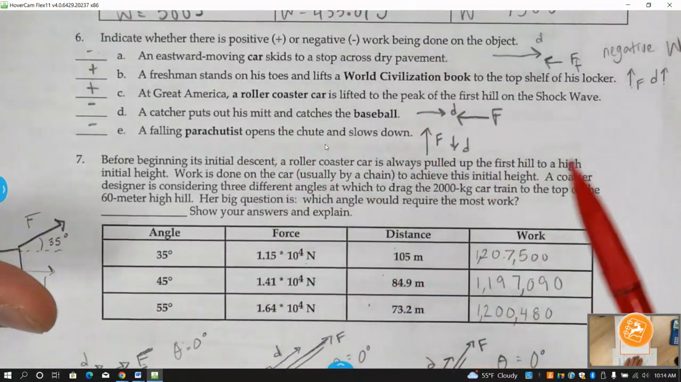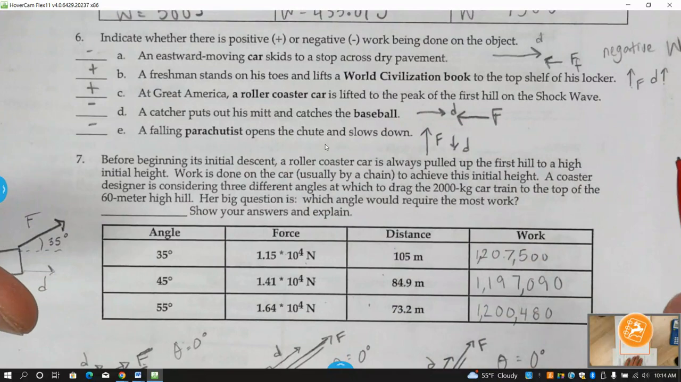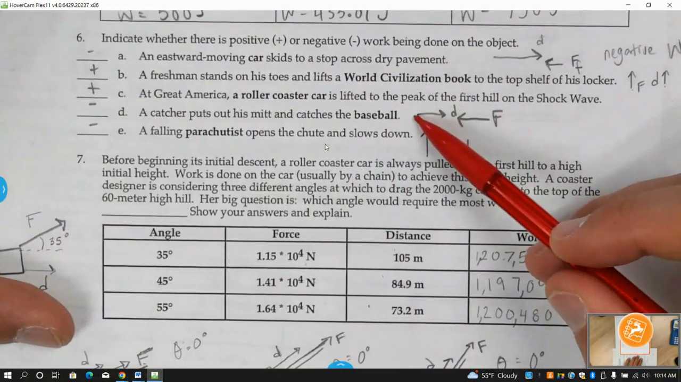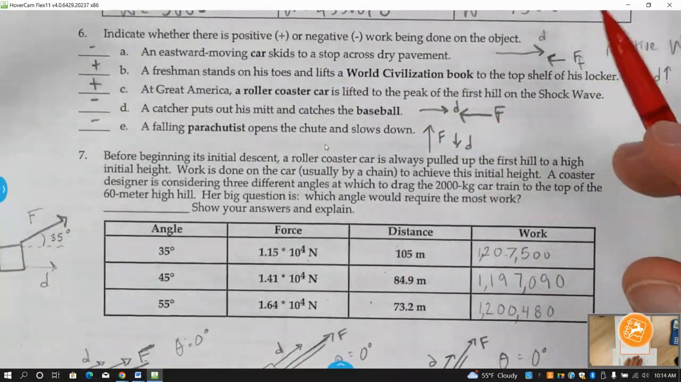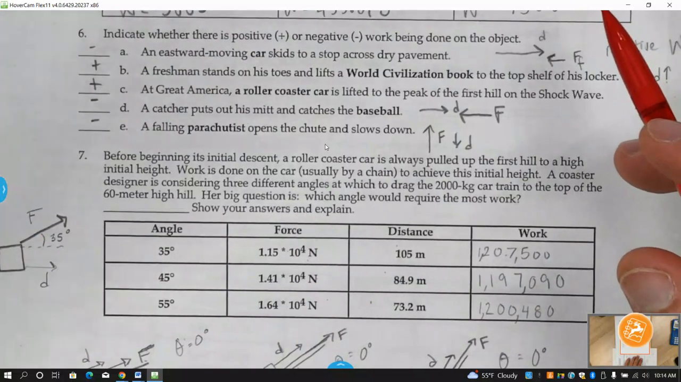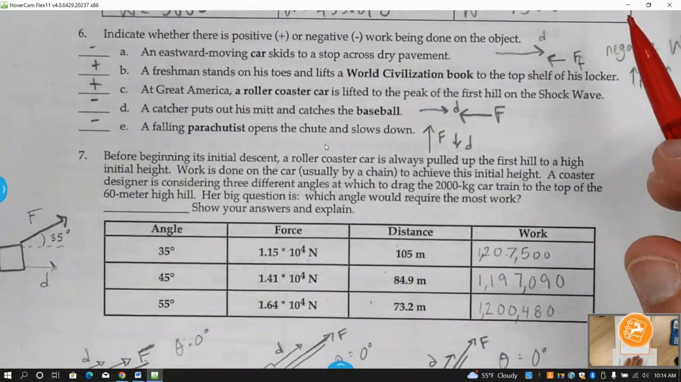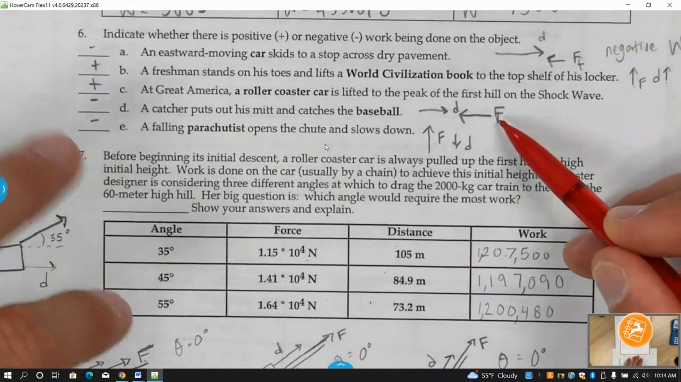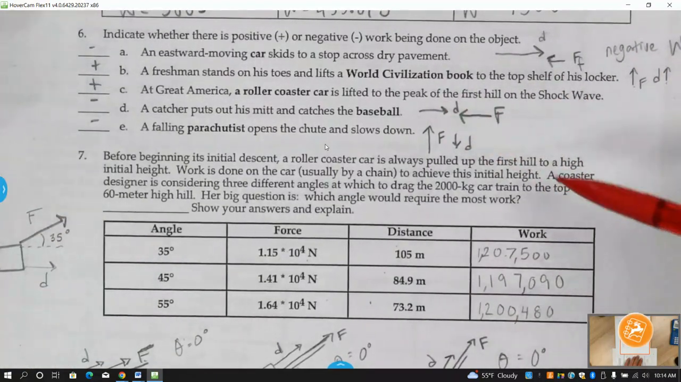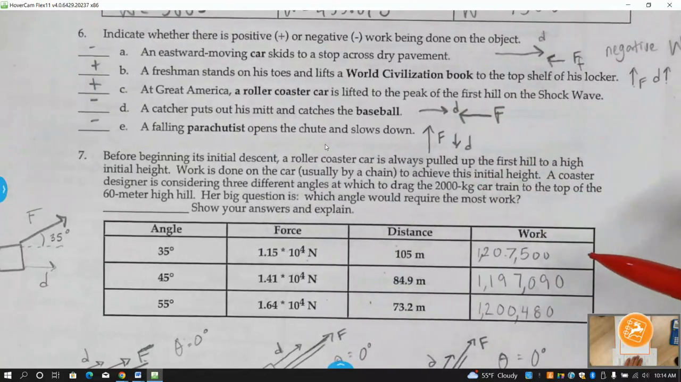A catcher holds out their mitt and catches a baseball. So the ball's coming in this way. It's going to move backwards slightly when you catch it. You usually bring your hand backwards very slightly, a little bit of give, while you're applying a force in the opposite direction. So negative work is being done.